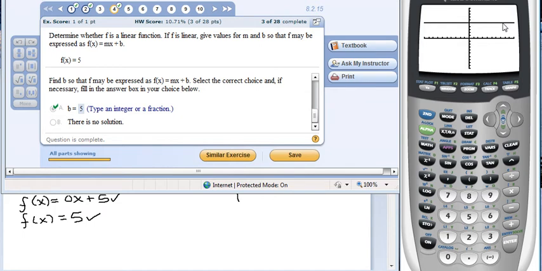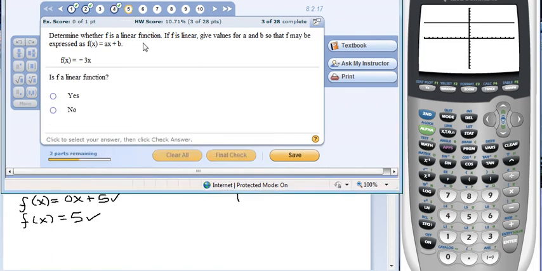Now if I had x equals 2, that's going to be a vertical line running through here, x equals 2. So we do have some that are a little different than others, but they're still linear. Nothing to worry about there. This is also linear. We can rewrite this one as f of x is equal to negative 3x plus 0, right? It still fits that form, so it's definitely linear.